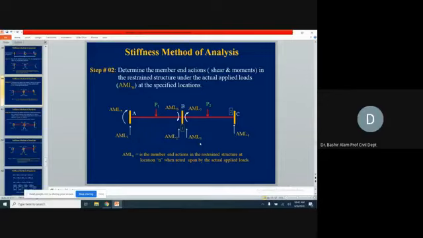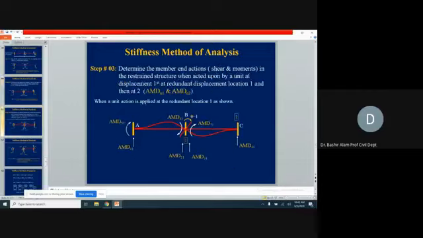Next is the generation of the AMD values. There we did the AMR values, and the AMR values were coming from where? When the determinate structure was subjected to the unit redundant actions turn by turn. So here now the basic kinematically determinate structure will be subjected to the unit rotations turn by turn. So here you can see how we generate the AMD matrix. This is the actual determinate structure.